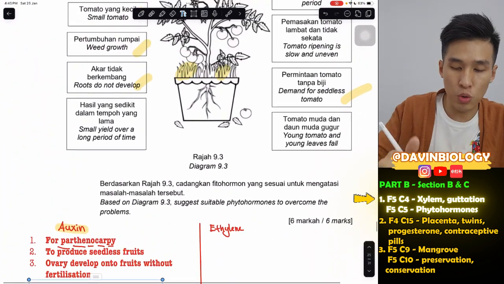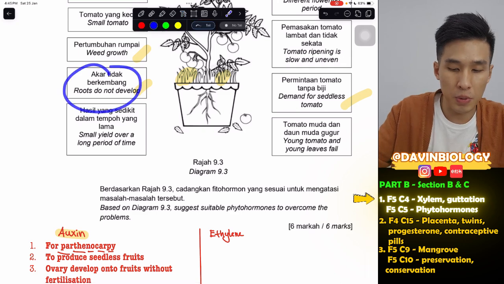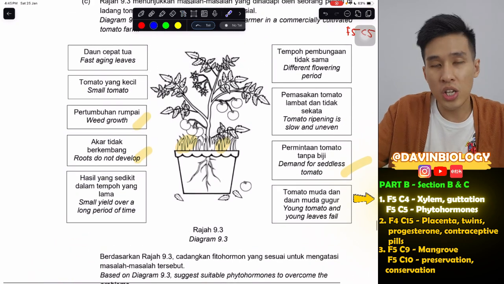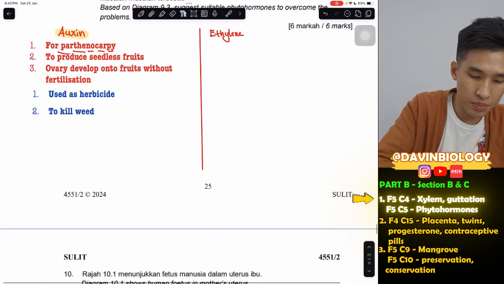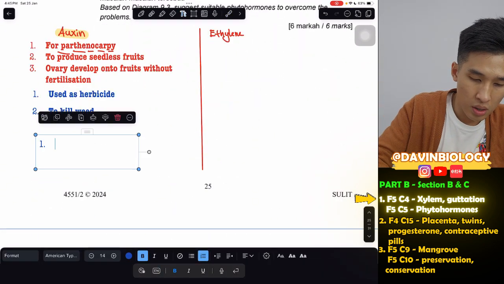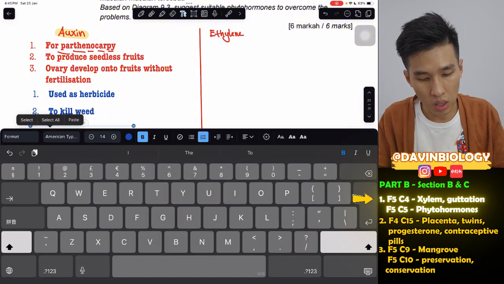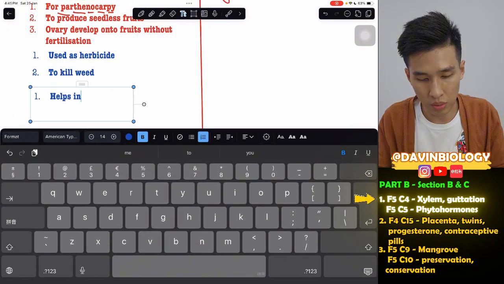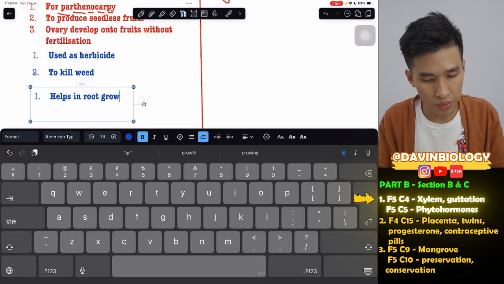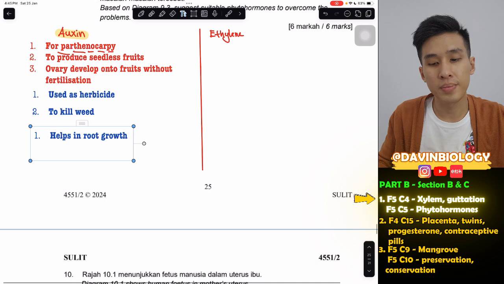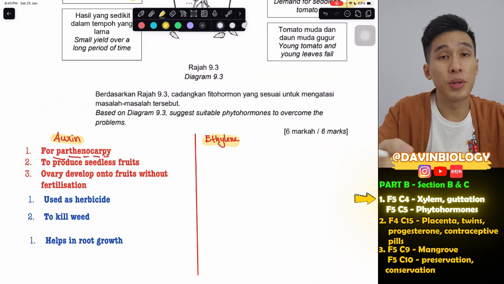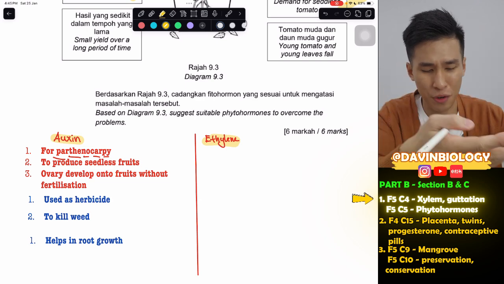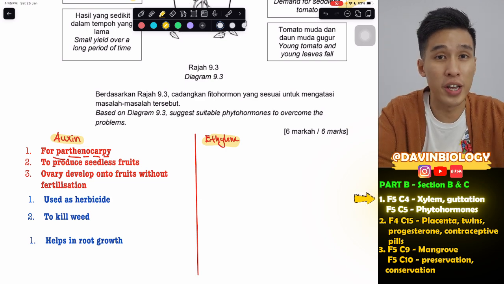Auxin also can be used to develop roots, because auxin actually helps in development of shoots and also roots. So for roots also can. So we also can say auxin helps in root growth. Now for ethylene, this is the main hormone for ripening of fruits. So you can see that for auxin we actually already explained almost around 6 marks.